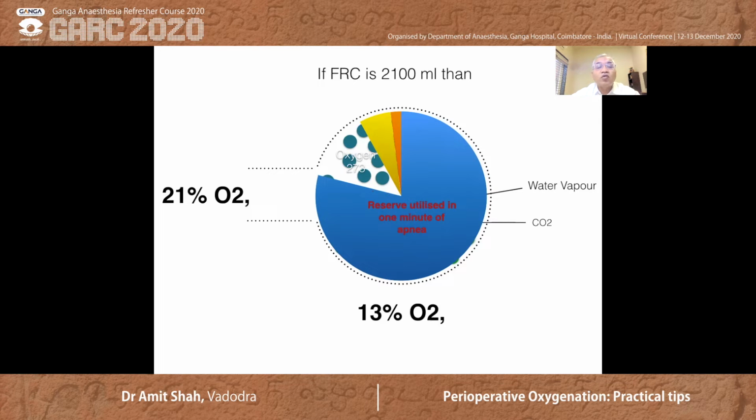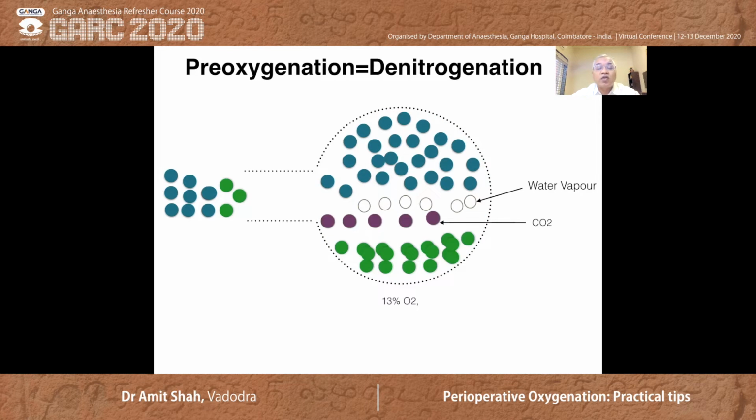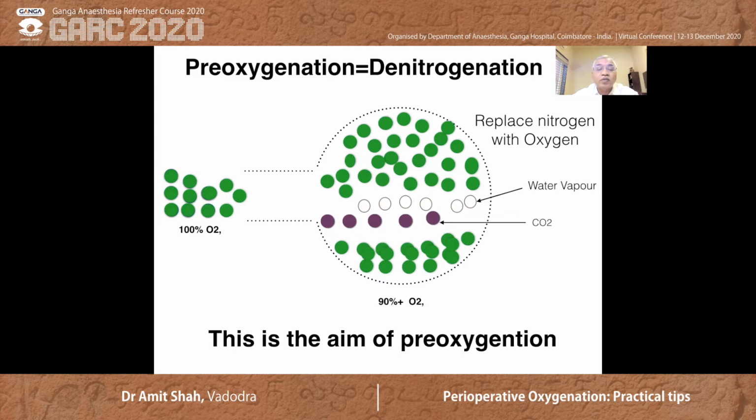What we need to do is extend this. How can we do it? We cannot change carbon dioxide and water vapor. What we can change is nitrogen. If we can replace all nitrogen with the help of oxygenation, that is denitrogenation or pre-oxygenation, and make the intra-alveolar oxygen concentration 90% plus, then we can extend the apnea time. And this is the aim of pre-oxygenation.